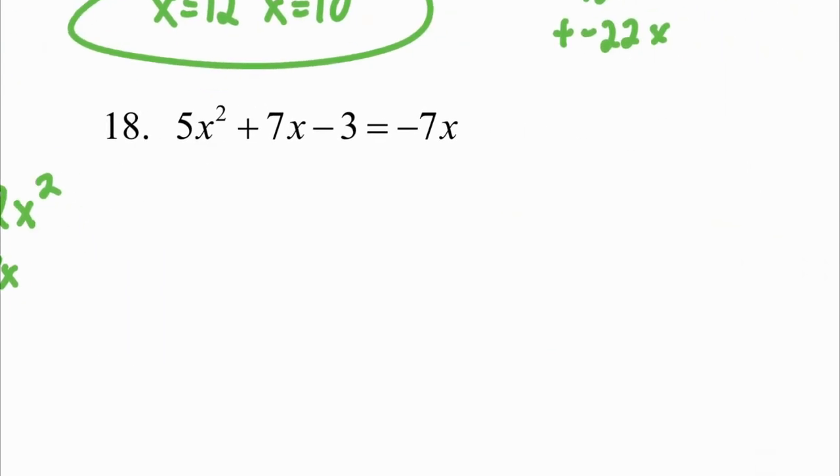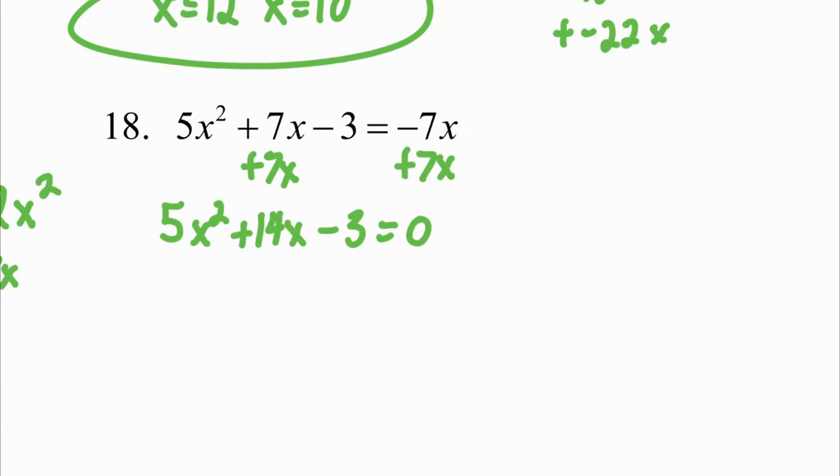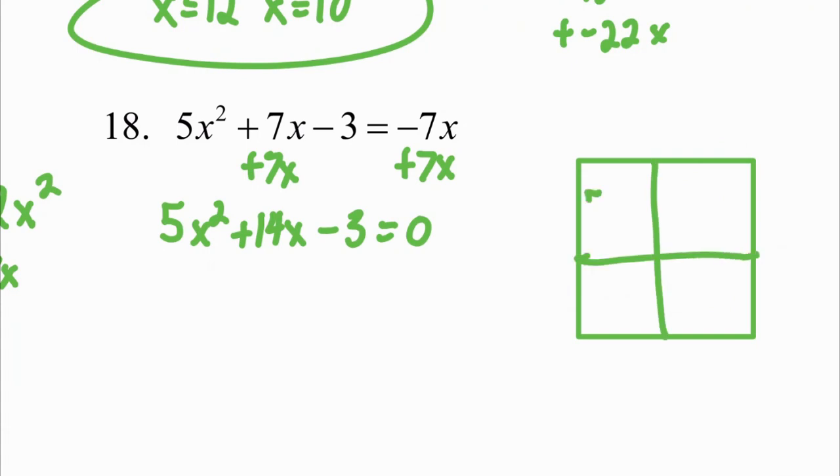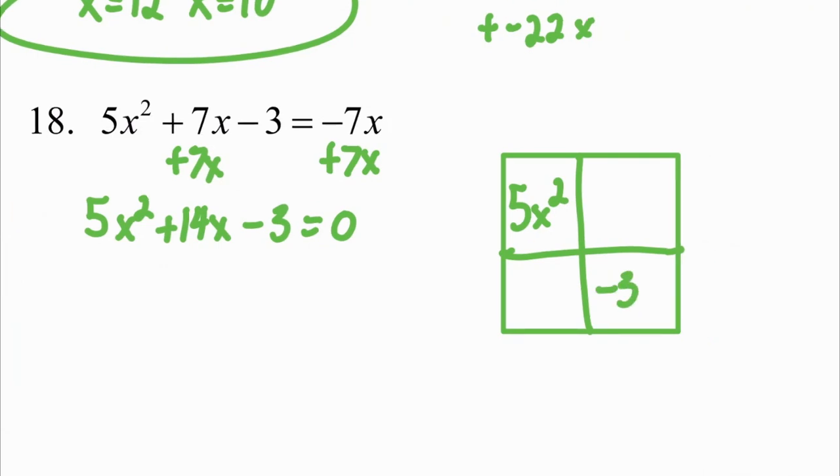Okay. And last one, again, we have to get it set equal to 0. So we're going to add 7x to both sides. So when I do this, this turns into 14x, because I'm going to combine those like terms together. And we can go ahead and factor from here. So we'll put it in the box. In the upper left, we'll put 5x squared. And in the bottom right, we'll put negative 3. So we want something that multiplies to a negative 15x squared, but adds to the middle term of 14x. So that's going to be a positive 15x and a negative 1x.